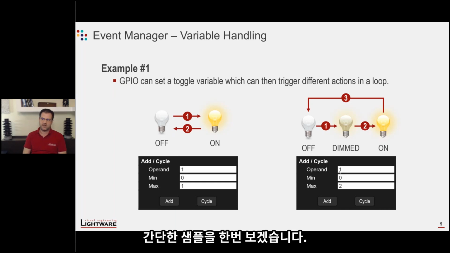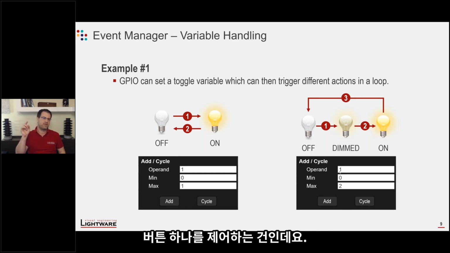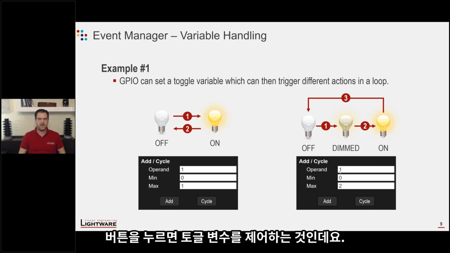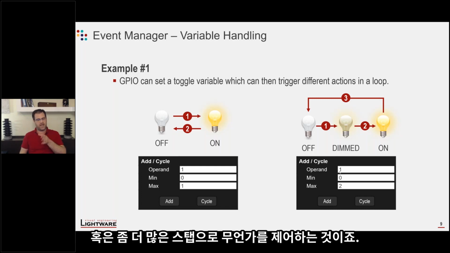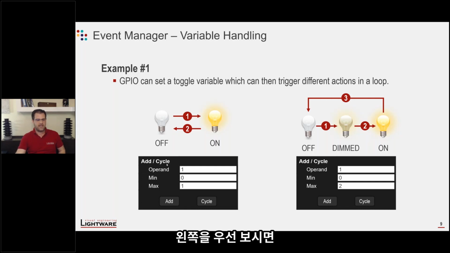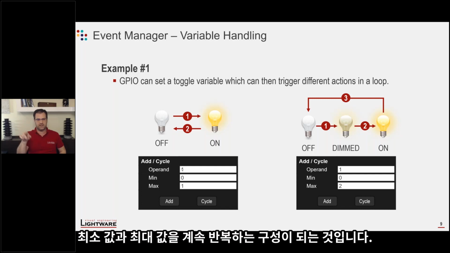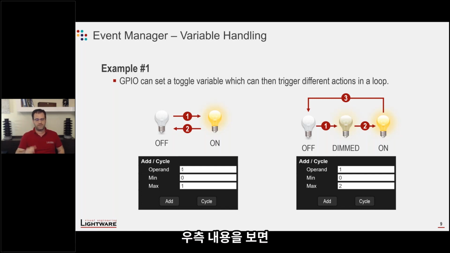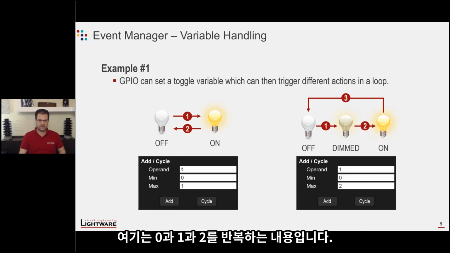Let's see a very, very basic example to better understand how to do this. For example, if I have a simple press button connected to a GPIO, then I can set up a toggle variable which can trigger different actions, for example turning the lamp on and off, or even having multiple steps. Here on the left side, you can see I have an operand of 1, which is the value that will be added each time to the original value. If I am cycling this, it will toggle between 0 and 1, because the cycle gives a loop between the minimum and maximum values. However, in the right-hand example, I can make off, dim, and on lights, because I am toggling this cycle variable between 0, 1, and 2.